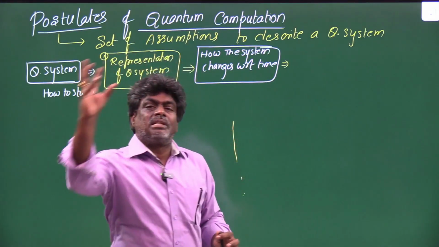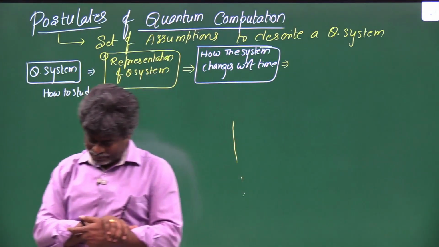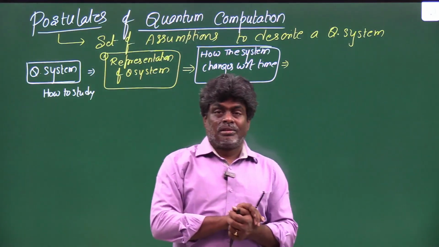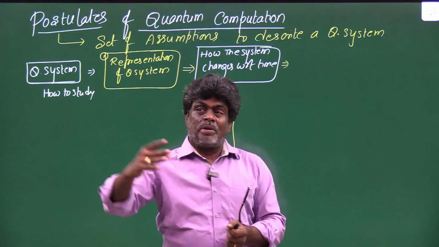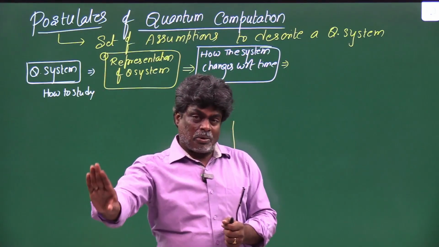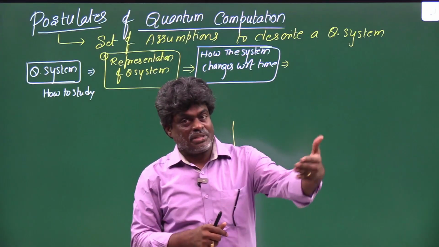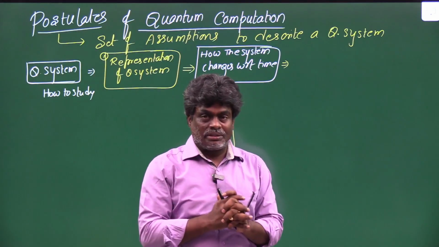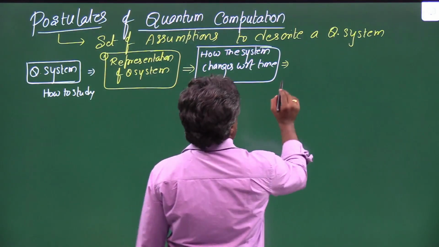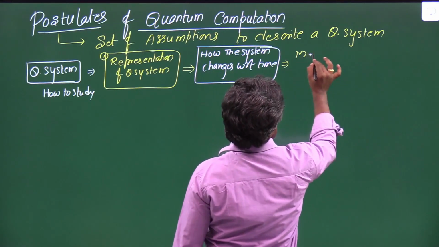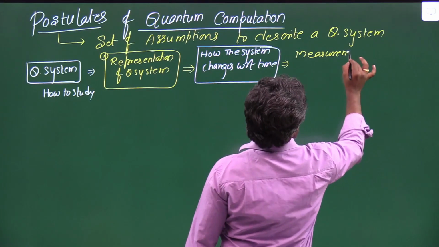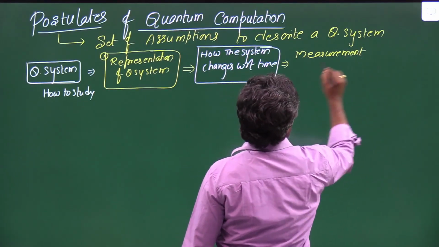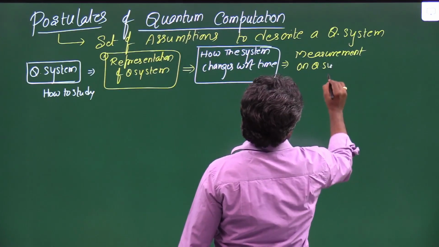But how will we measure in quantum mechanics? We don't have any devices. If position is measured perfectly, momentum is lost. If momentum is perfectly measured, then position is uncertain. Then how to do this? So the next postulate is about measurement on a quantum system.